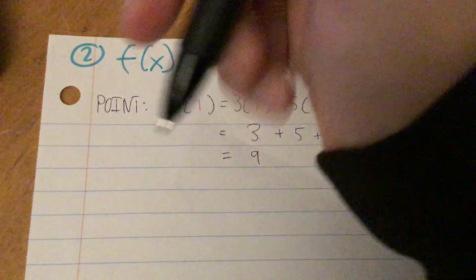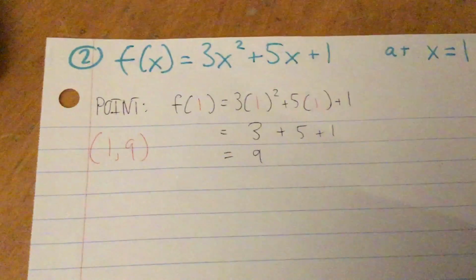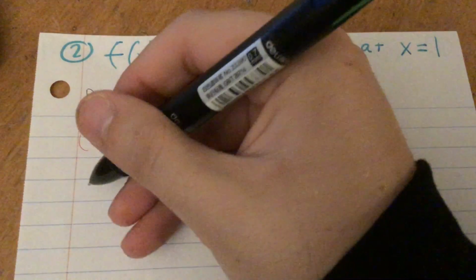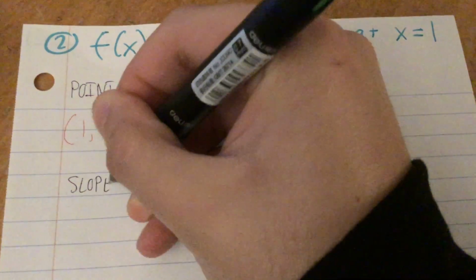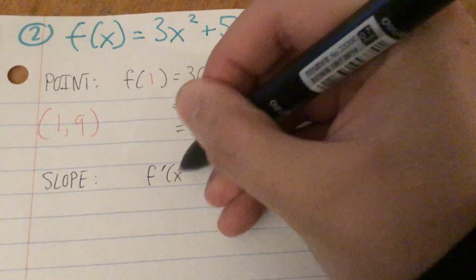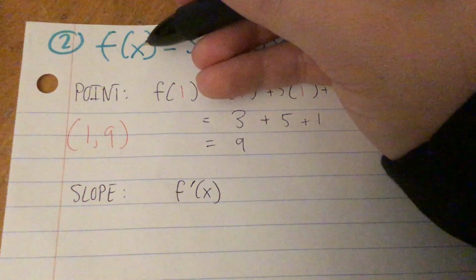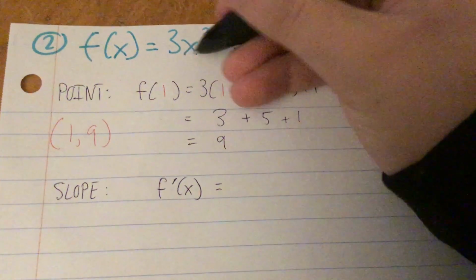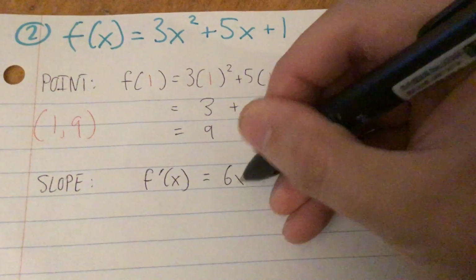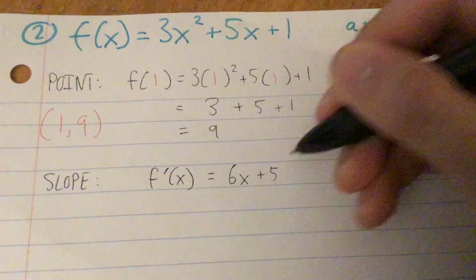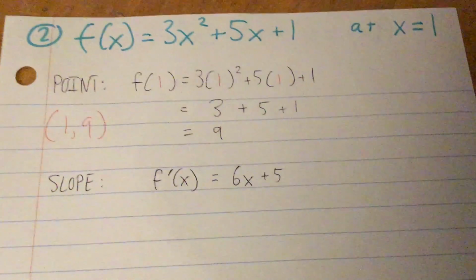Therefore, my point at x equals 1 is 1 comma 9. So then after I figure out what the point is, let's figure out what the slope is. So we need to figure out what f prime of x is, the derivative of f with respect to x. The derivative of 3x squared is 6x. The derivative of positive 5x is positive 5. And the derivative of 1 is 0.